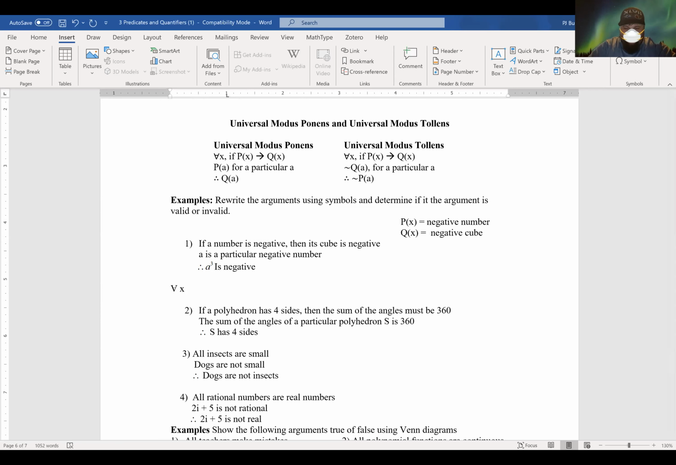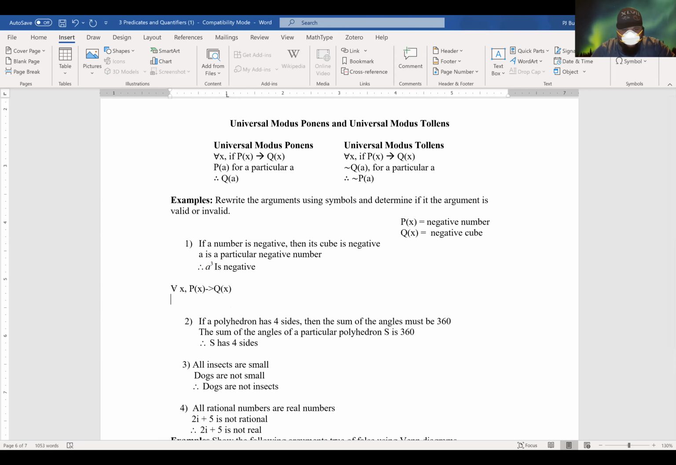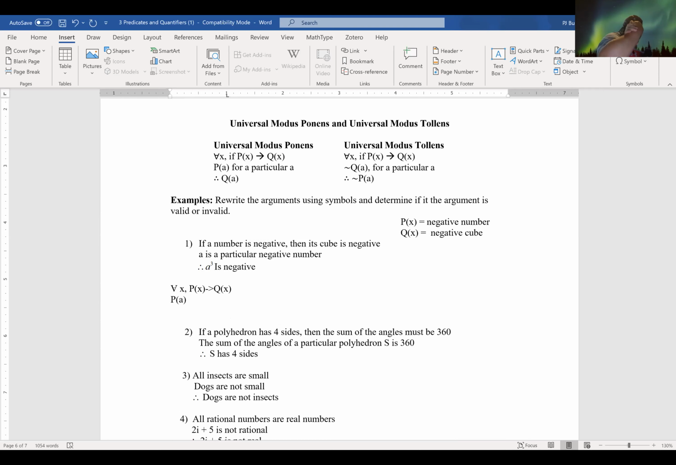So for all X, it gives us P of X. I need an arrow. Yeah, we'll just do that. P of X implies Q of X. The next part of the statement says A is a particular negative number. Well, P of X is some negative value, some negative number. So this is P of A. Cool. Sorry about that.